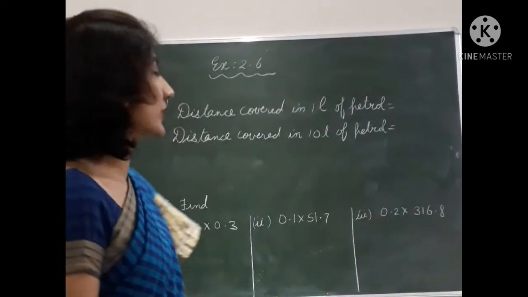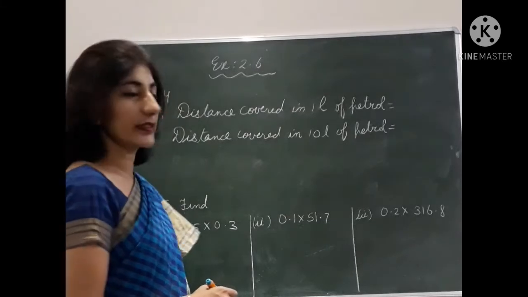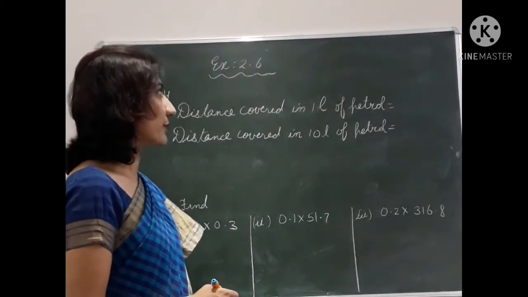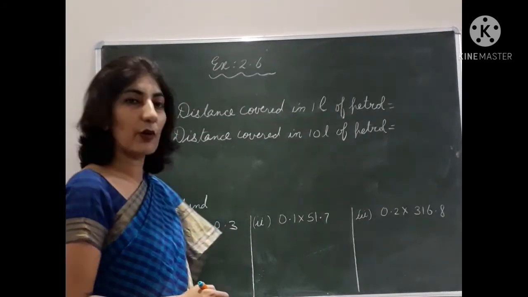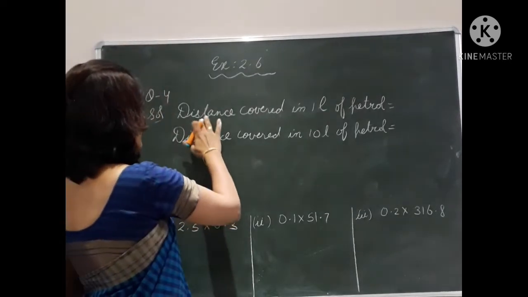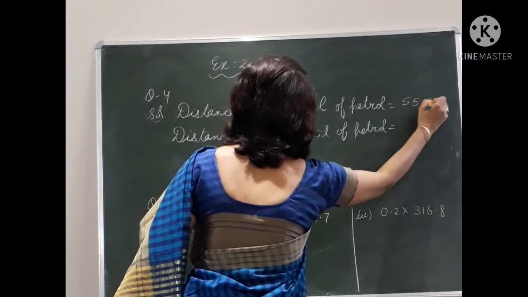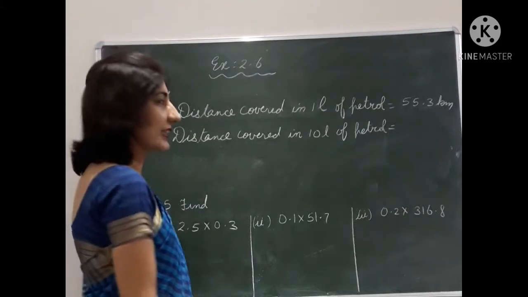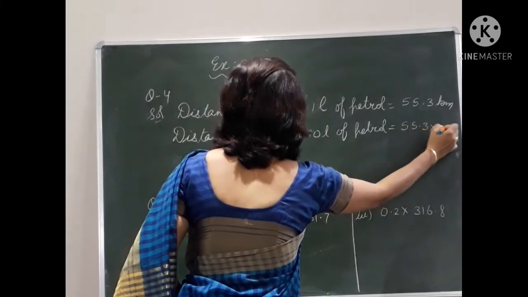Continuing exercise 2.6, today we'll do question number 4 and 5. Question number 4: a two-wheeler covers a distance of 55.3 kilometers in 1 liter of petrol. How much distance will it cover in 10 liters of petrol? The first statement will be: distance covered in 1 liter of petrol equals 55.3 kilometers. Distance covered in 10 liters of petrol will be 55.3 multiplied by 10.